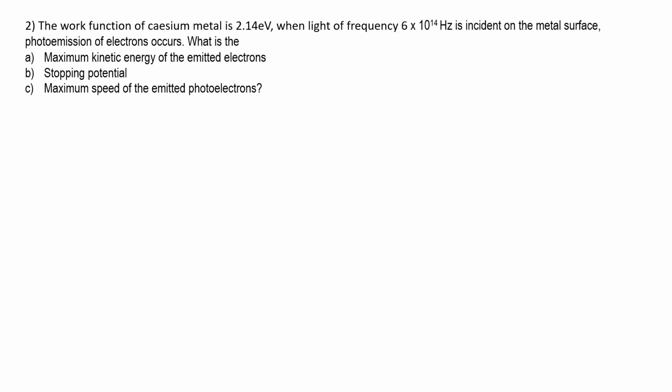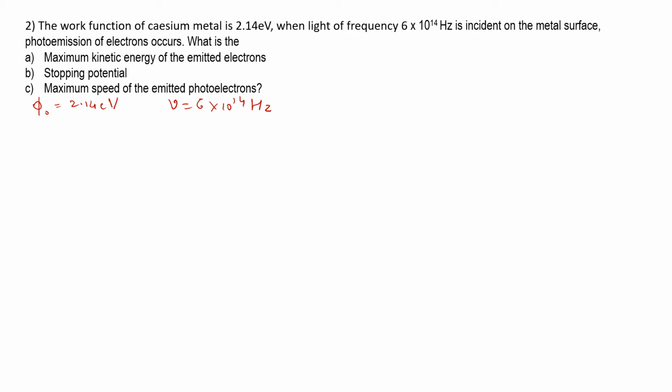Let's move to the next question. The work function of the cesium metal is 2.14 electron volt. So they have given the work function: phi naught is equal to 2.14 electron volt. When light of frequency nu, 6 into 10 raised to 14 hertz, is incident on the metal surface, photo emission of electrons occurs. What is the maximum kinetic energy of the emitted electrons, the stopping potential, and the maximum speed of the emitted electrons? They have asked us to find these three parameters.